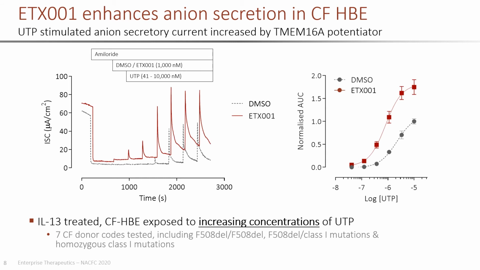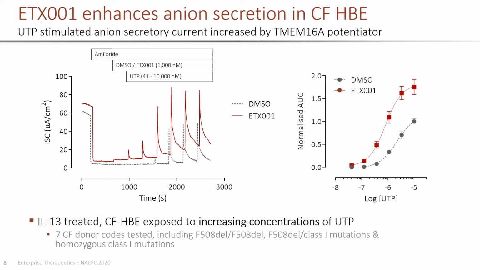What we can then do in matched cultures, exactly the same experiment, but at this point here, rather than adding vehicle, we actually add our TMEM16A potentiator, which in its own right causes a small step up in current. But then as we start adding our increasing concentrations of UTP, you can see the system is now sensitized, where previously a low concentration of UTP was not evoking a change in short circuit current. We're now seeing changes in current associated with those lower concentrations of UTP. And then as the concentrations increase, you can see we're seeing an enhancement of that anion secretory response.